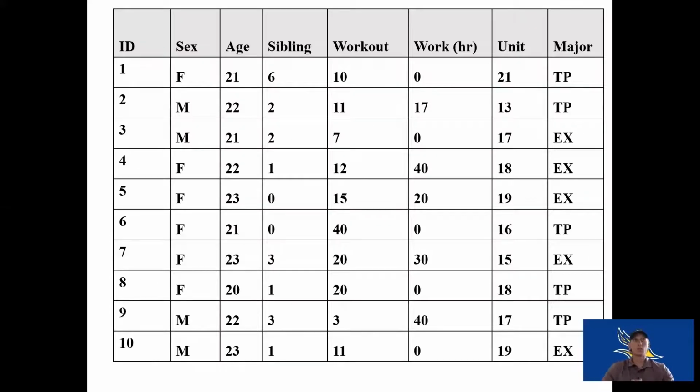Here's another example for you. You can pause and go through this one. Okay, now we'll go through the answers. Sex, as we went before, that is nominal. Age, that is ratio. Number of siblings, ratio. Workout time, also ratio. Work, ratio. The amount of units someone is taking in their courses, also ratio, and their major would be nominal.